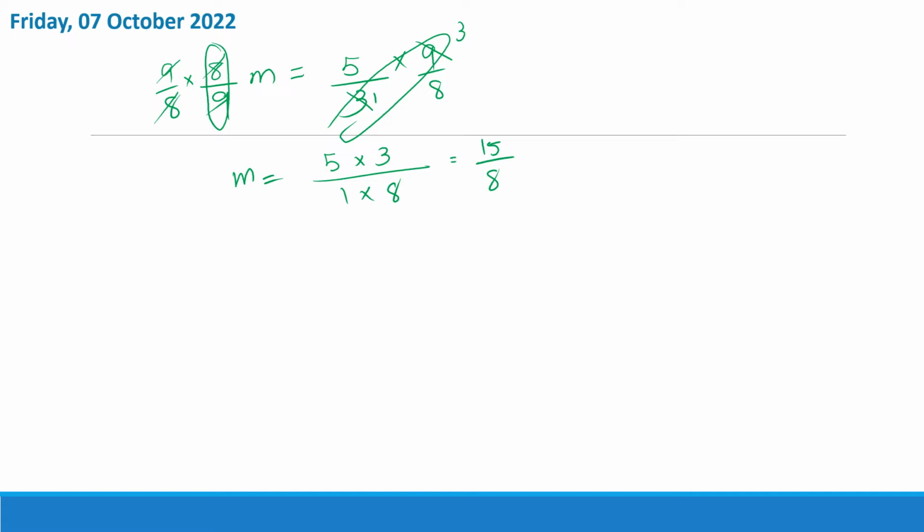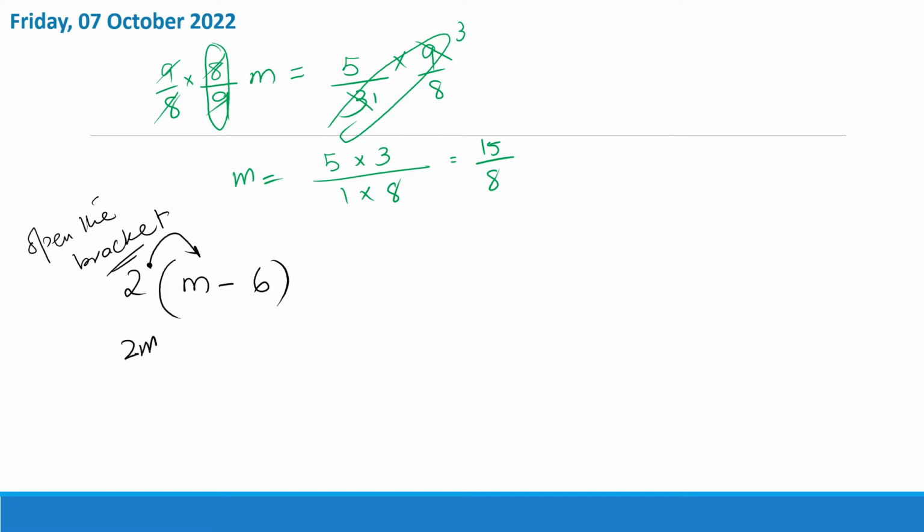Let's try one more question. Now if I have 2 and inside m minus 6 is written. Open the bracket first. How to open it? Multiply this by this. 2 times m gives you 2m. Minus. Why minus? Because this is minus. If here minus, you put here minus. If here plus, you put here plus. Multiply this by this, 2 times 6. So 2 times m is 2m, minus 2 times 6 is 12. This is how we open the bracket.